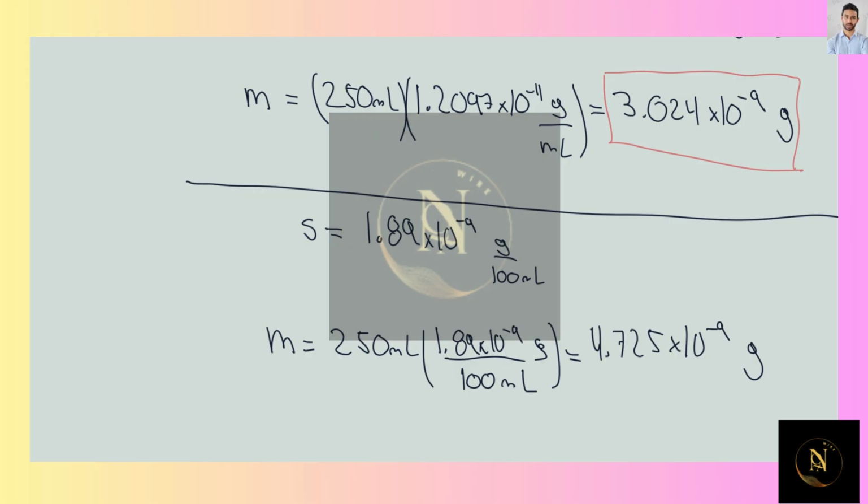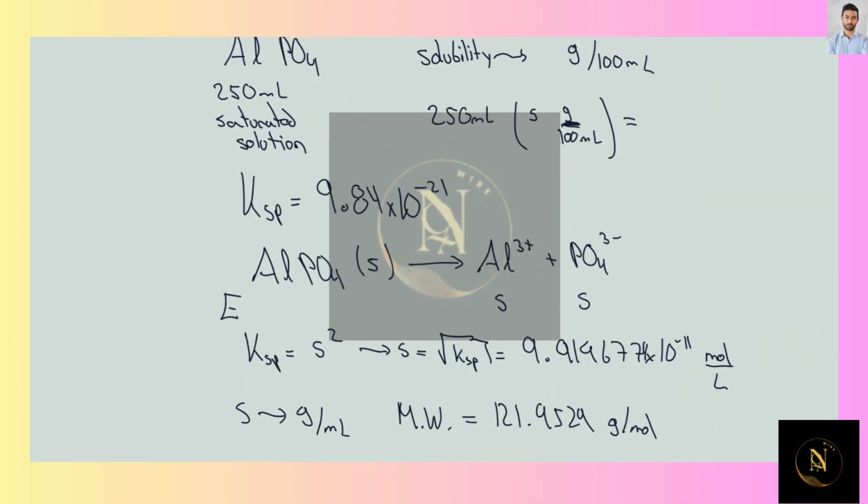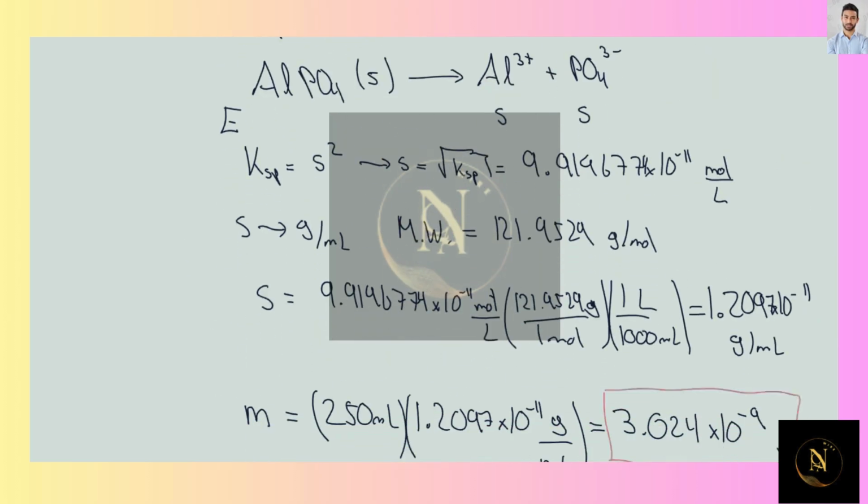So the result over here is going to depend on which quantity is given to you. If you're given the solubility as grams per milliliters, just follow this procedure. If you're given the value for KSP, follow the one above.